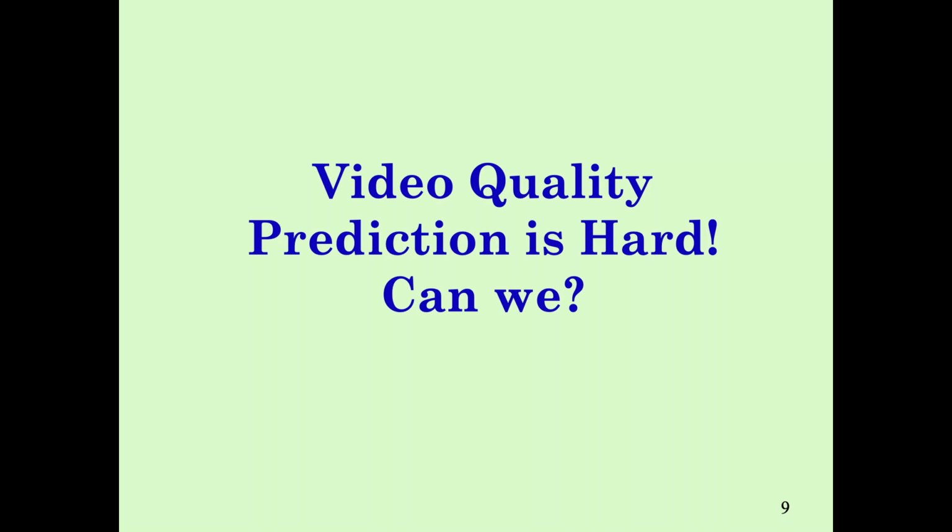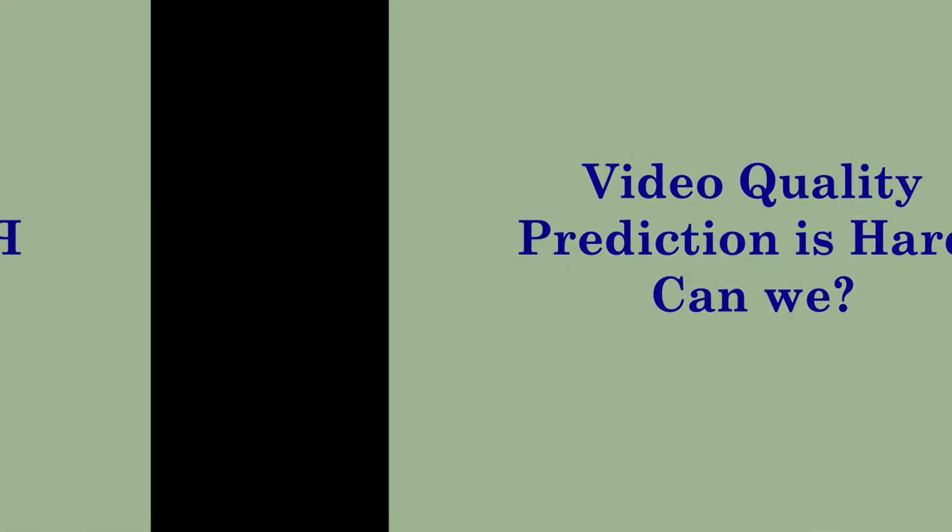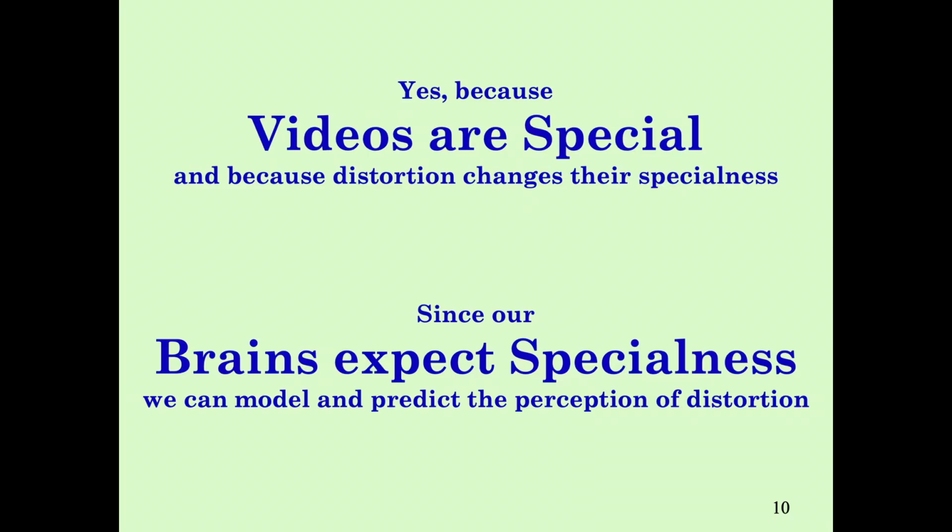Okay? So it's hard. There's more to it than just looking inside the brain. Videos help us out, actually. It's a really hard problem, but because videos are special in certain ways, statistical ways, the problem becomes solvable. At least we're making progress on solving it. And because distortion changes their specialness, I'll talk about some of the ways in which videos are special.